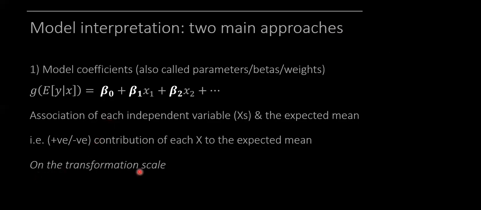But remember, this might be on some kind of transformed scale. Like in a logistic regression, it might be on the logit scale. We'll come back to how we typically transform it, because on the logit scale it's pretty unintuitive and not very useful to us.